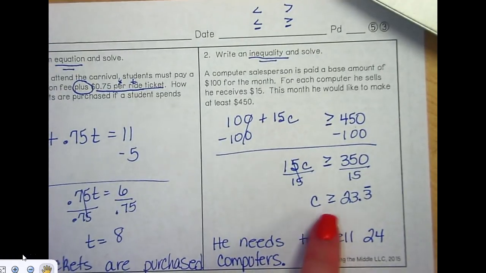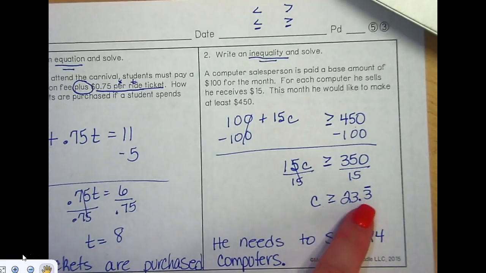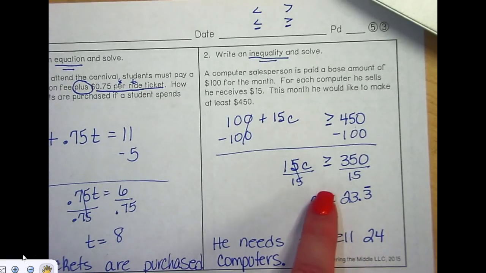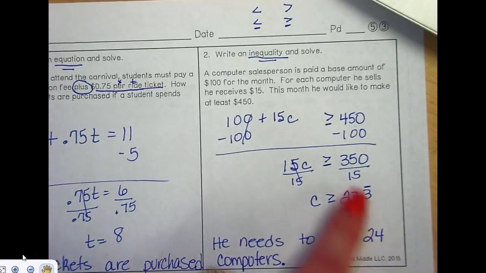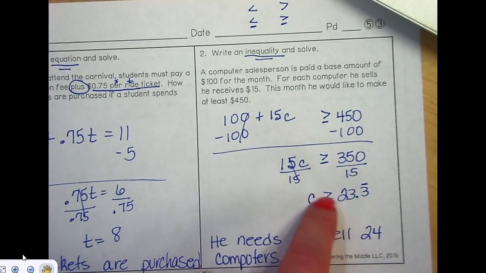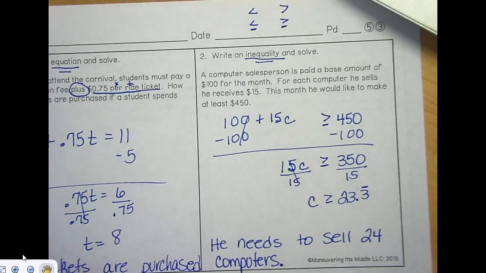So if you just left this, C has to be greater than or equal to 23.3. That is not a correct answer. You have to decide, is it 23 or is it 24? And I did that by saying 23 times 15, and we got 345, which is not enough. So then we had to go up to 24 computers. Any questions on that?